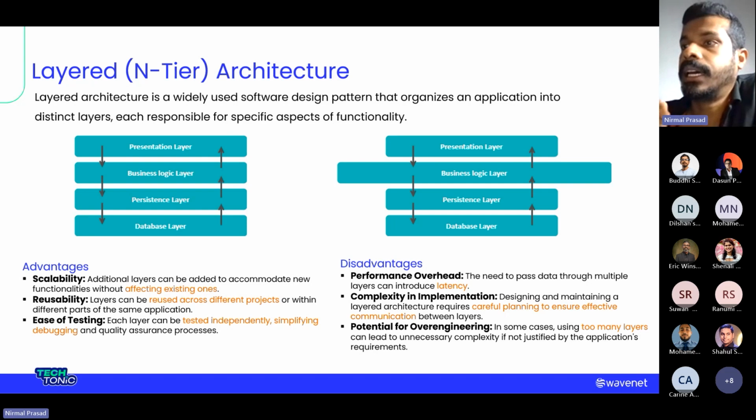And another thing is, if you use the layered architecture and don't do it properly, if you use too many layers, that is over-engineering, and you can experience unnecessary complexity and an unnecessary performance drop. So those are some disadvantages, but you can overcome them with proper design.